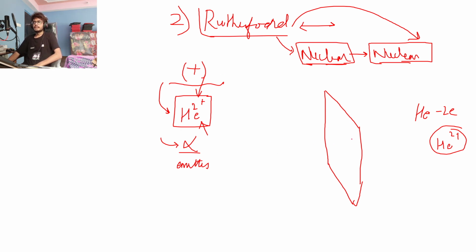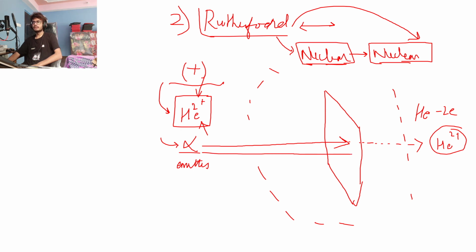So he placed the gold foil here, and he put fluorescent screens all over the apparatus. He allowed a beam of alpha particles to hit the gold foil, and he tried to make some observations out of it. He observed that most of the alpha particles passed through undeflected. Most of the alpha particles just went past the gold foil.